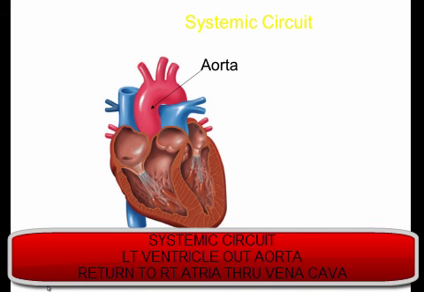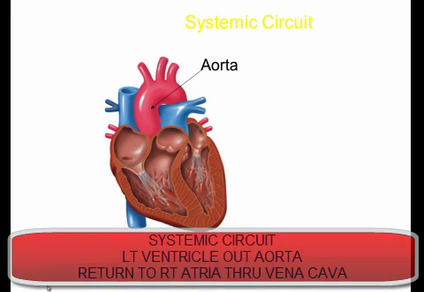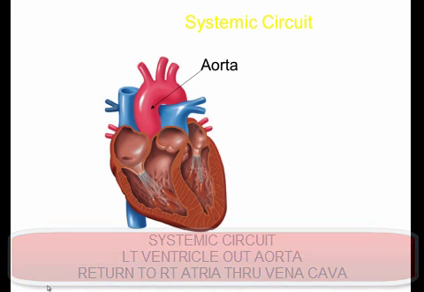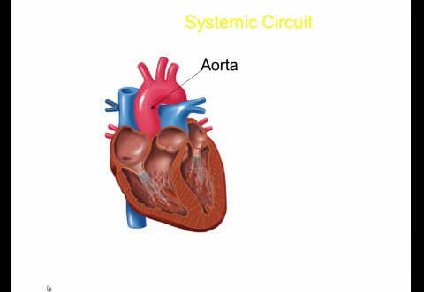So the largest artery is the aorta. The red arching vessel here in the diagram represents the aorta. The aorta then branches into smaller arteries, arterioles, finally capillaries, delivering blood out to the systemic capillaries. And then eventually that blood from the systemic circuit returns to the heart through the vena cava. The superior vena cava brings blood back from the head, the neck, and the upper extremities. The inferior vena cava brings blood back from the lower part of the body.